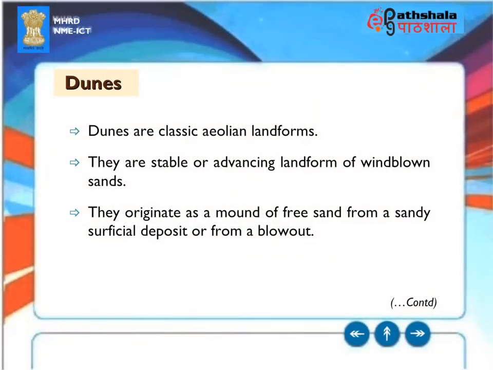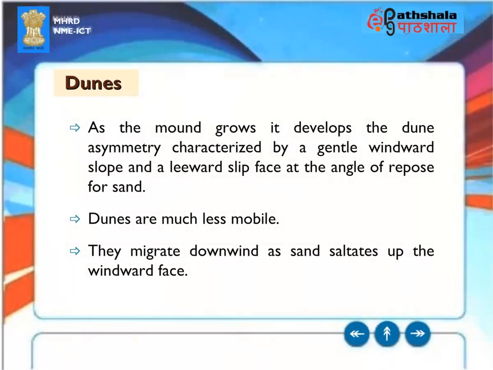Dunes. Dunes are classic Aeolian landforms. They are stable or advancing landforms of wind-blown sands. They originate as a mound of free sand from a sandy, surficial deposit or from a blowout. As the mound grows, it develops the dune asymmetry, characterized by a gentle windward slope and a leeward slip face at the angle of repose for sand. Dunes are much less mobile. They migrate downwind as sand saltates up the windward face.